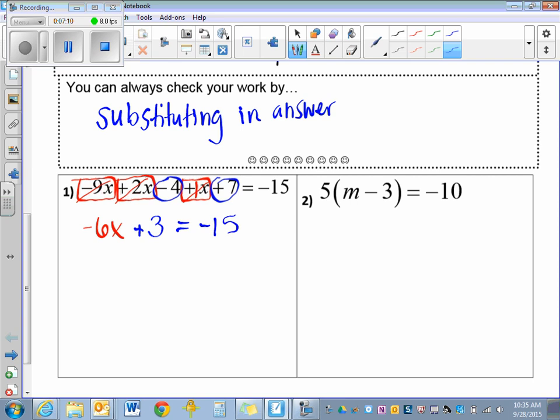Notice that now we don't have like terms to be combined together, so we can solve it just like we did last class. This is now a much simpler problem. All right, Trey, what do you think is going to be our next step here? Very good. We're going to subtract our 3. Remember, we want to do our addition and subtraction first, if possible, before our multiplication and division. So we have the negative 6x. Positive 3, negative 3 cancel each other out.